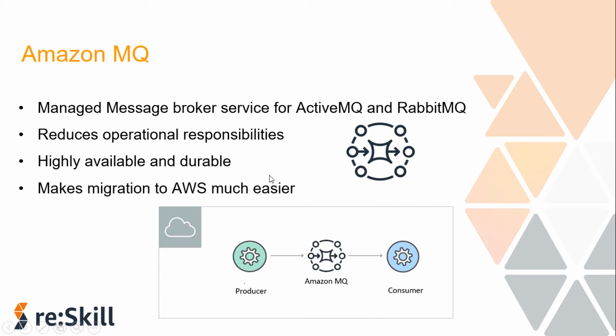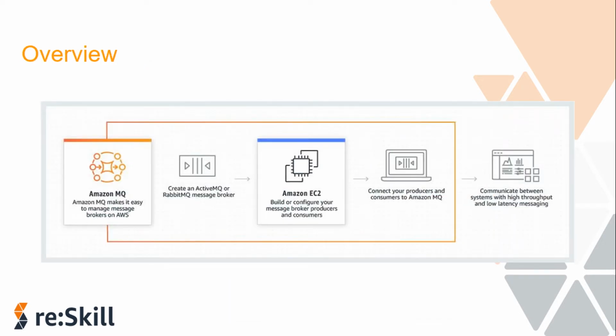Connecting your current applications to Amazon MQ is also easy because it uses industry standard APIs and protocols for messaging. This enables you to move from any message broker that uses the same standards to Amazon MQ by simply updating the endpoints of your applications to connect to Amazon MQ. You can see here the producer is here, the consumer is here, and the MQ broker is here as a middleware.